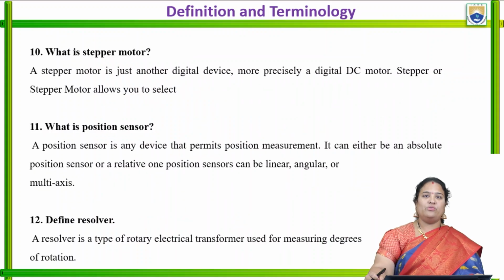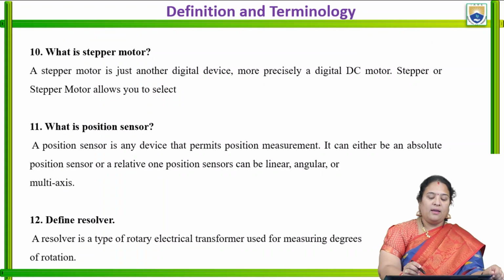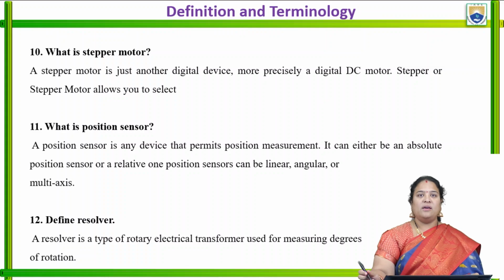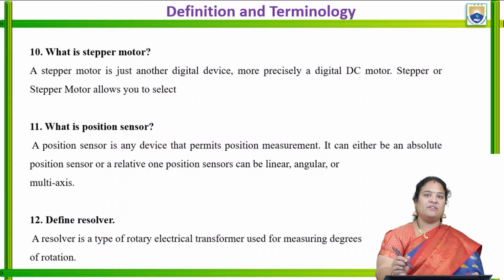Next, what do we mean by the stepper motor? Where do we use this particular stepper motor? Other than hydraulic motors and pneumatic motors, a robot can use a stepper motor, which is just another digital device, or more precisely a digital DC motor, that allows you to select certain constraints. That is known as a stepper motor.